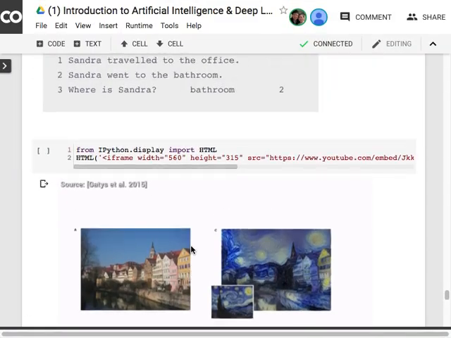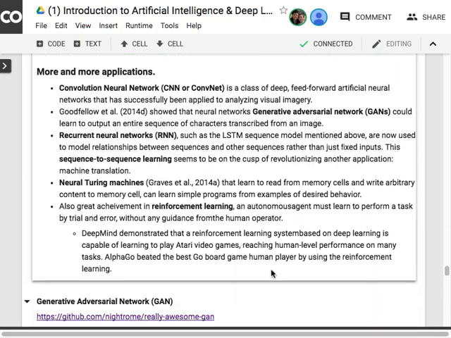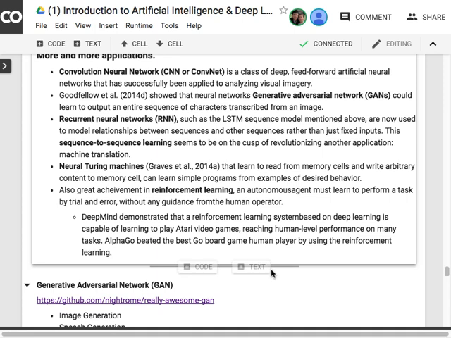This one is RNN. And then the last one is about the neural Turing machine, which is similar to an RNN. Okay, and let's go back to reinforcement learning.